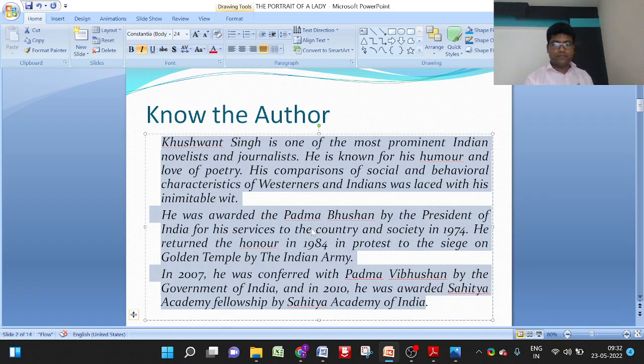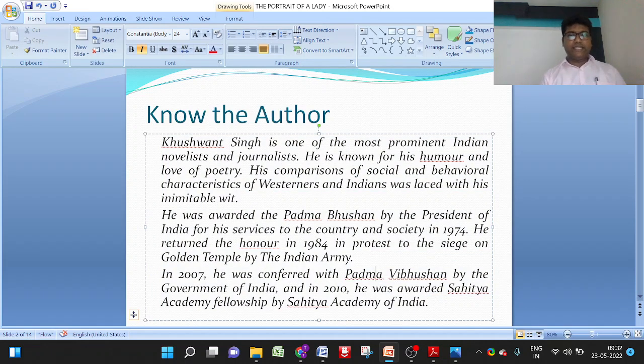That he was awarded the Padma Bhushan and Padma Vibhushan, and he is known for his humor and love for poetry. He writes prose, but he has a great love for poetry. Whenever I see his text, because I really love to read him, love to know and explore more about him, I find that he is writing in a prosaic manner, but time and again he takes recourse to some kind of poetic reference, poetic allusion. Not illusion, but allusion.